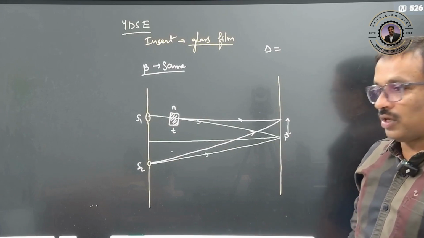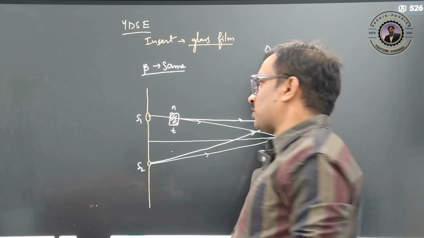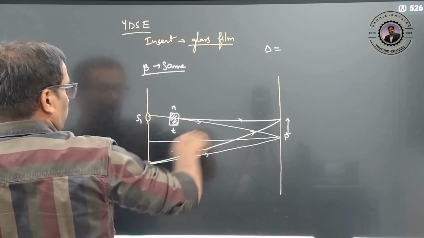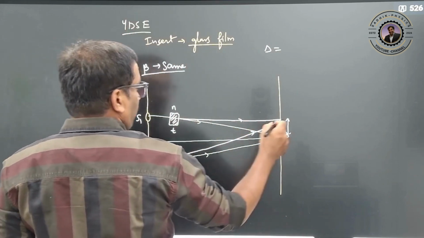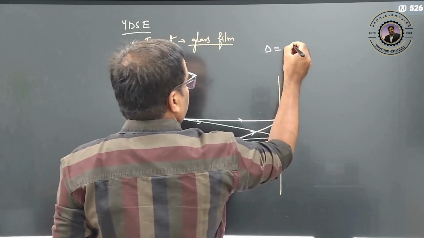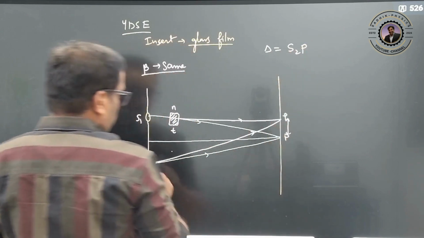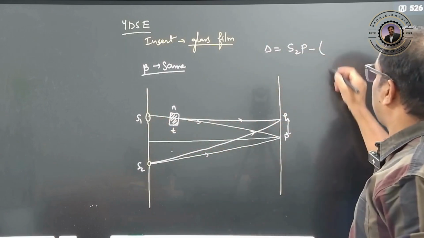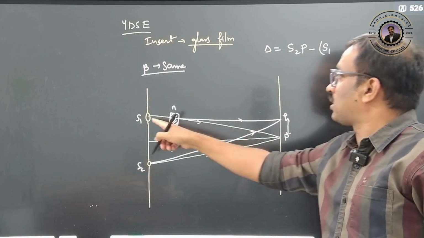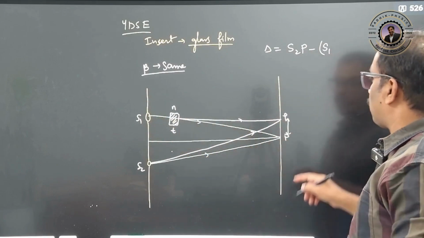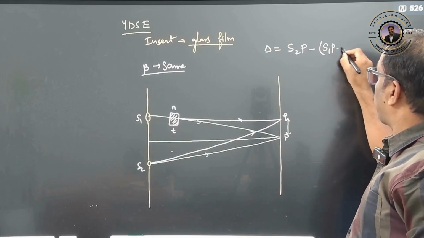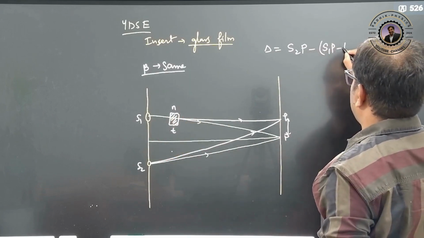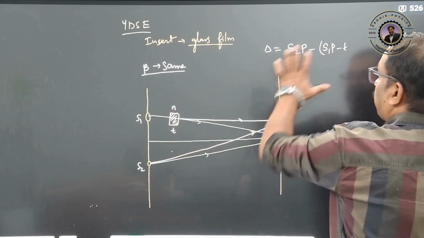Here, very important, you have to calculate the path difference. How to calculate the path difference? Listen carefully. First, the path difference due to the air: S2P minus S1P. This much distance will not be travelled in the air, and this is t. Clear? You understand? This is for the air.